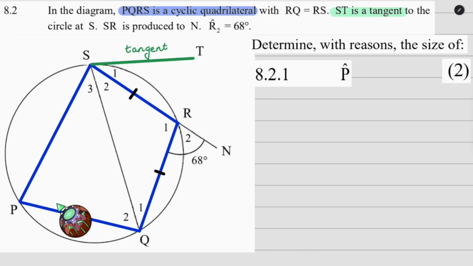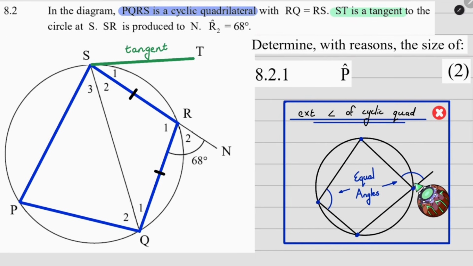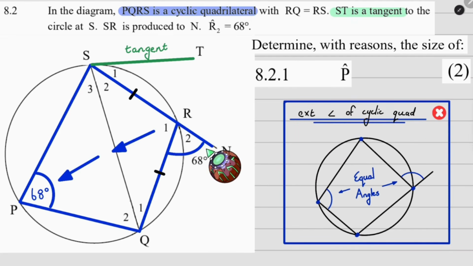So we're going to be using a cyclic quad theorem that says the exterior angle of a cyclic quad is equal to the opposite interior angle. So applied in this question over here, the 68 degrees is an exterior angle of the cyclic quad. And then I follow that exterior angle down to the opposite interior angle, and it tells me they are equal. So P is 68 degrees, and we simply write that up like this.